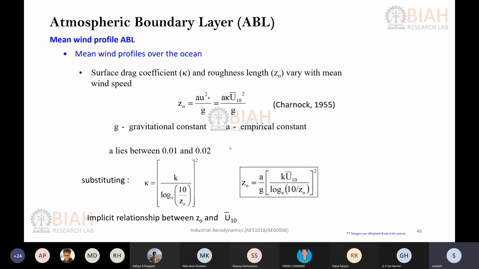This k you can again rewrite in terms of the von Karman constant, and after substituting all the information, generally A, which is an empirical constant, lies between 0.01 and 0.02. So substituting all the values, you can relate Z0 in terms of your reference wind speed at a height of 10 meter. Once you know Z0, you can again use the logarithmic profile to find the velocity information over the ocean surface. So my point of discussion here is how you estimate the Z0 for the ocean surface.